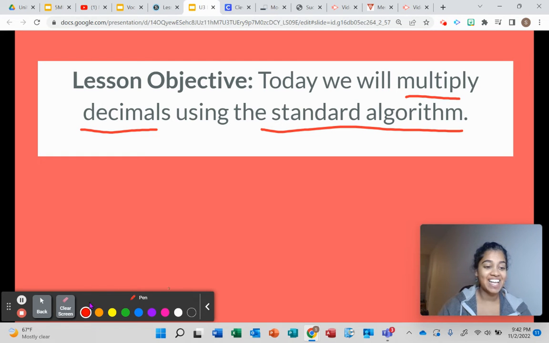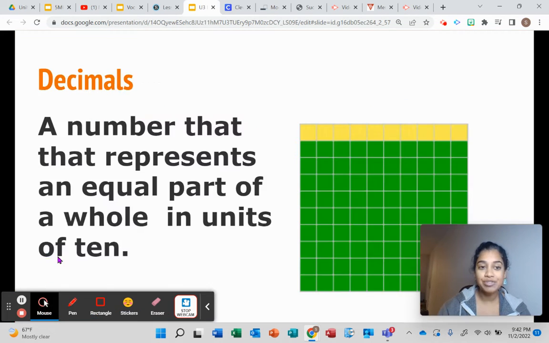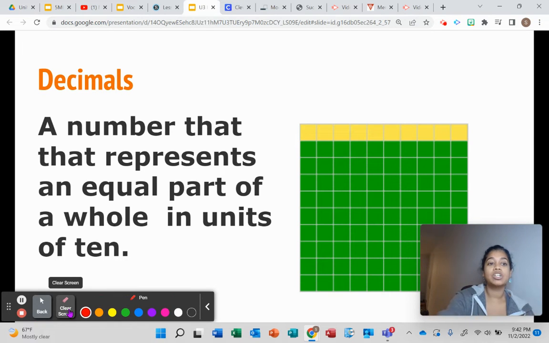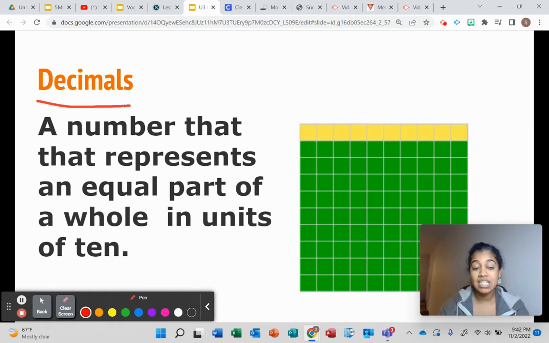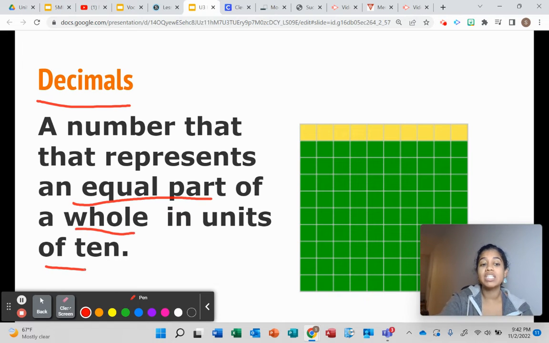All right, let's go ahead and go over some vocabulary for today. So, our first vocabulary word is decimal. A decimal is a number that represents an equal part of a whole in units of 10. So, 10, 100, thousands, etc.